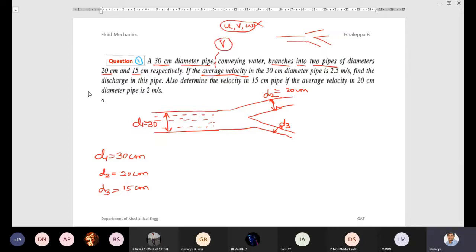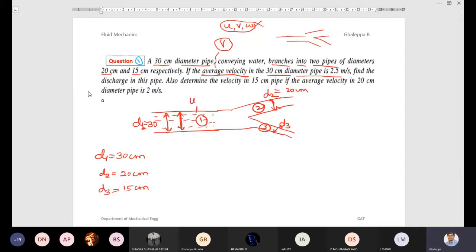Average velocity in the 30 centimeter diameter is 2.5. Which is the 30 centimeter? Here is the 30 centimeter pipe. So what is the velocity here? This pipe I have taken as 1, because notation I have taken 1 here. This you take 2 pipe. This is the third pipe. Because I am changing the notations, you can change the notations according to your given data. 30 centimeter pipe is 2.5.